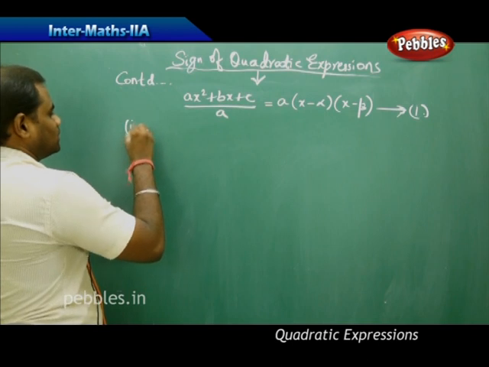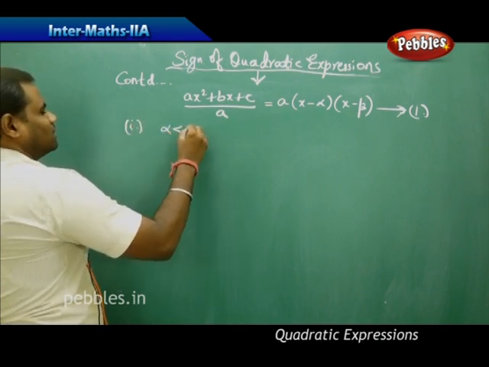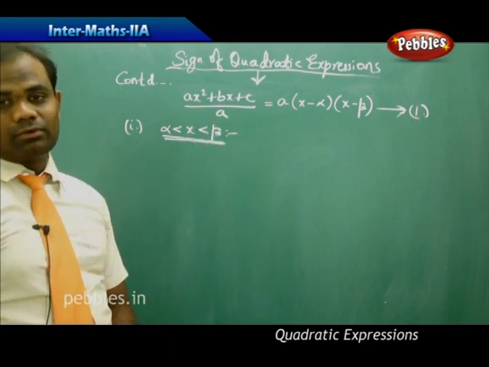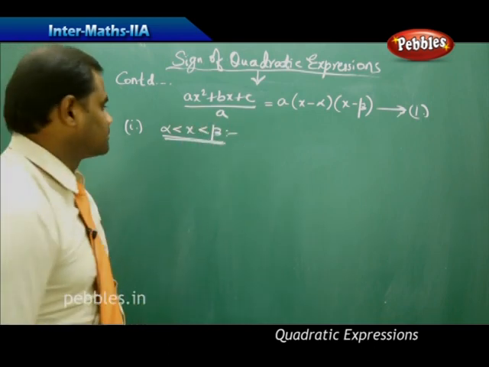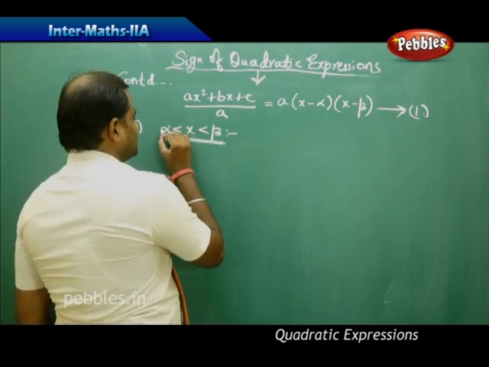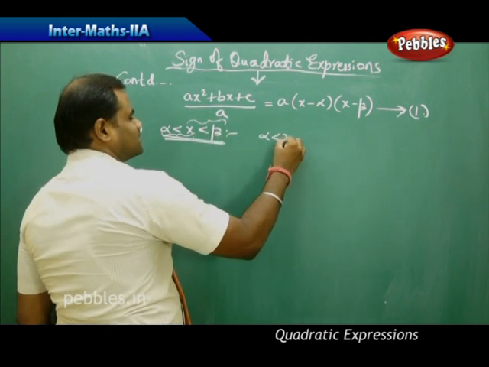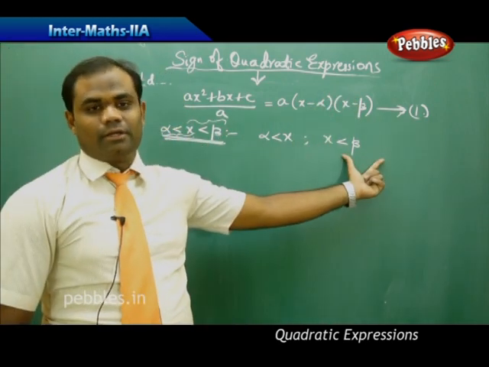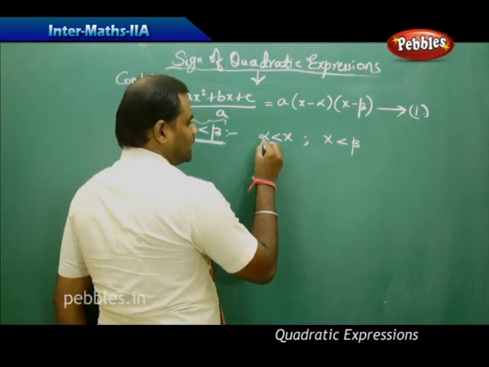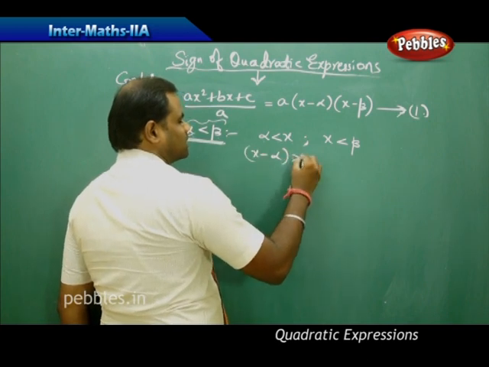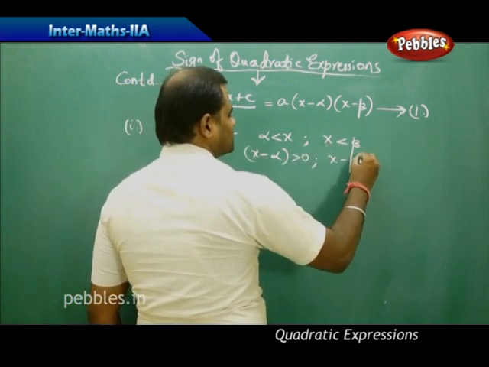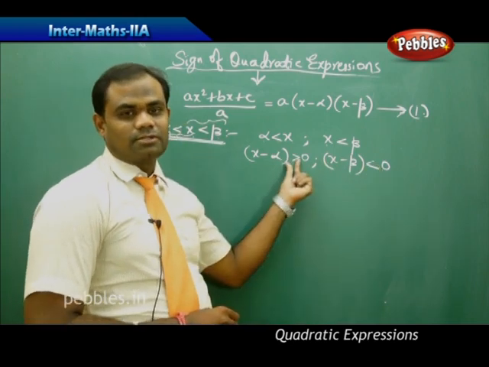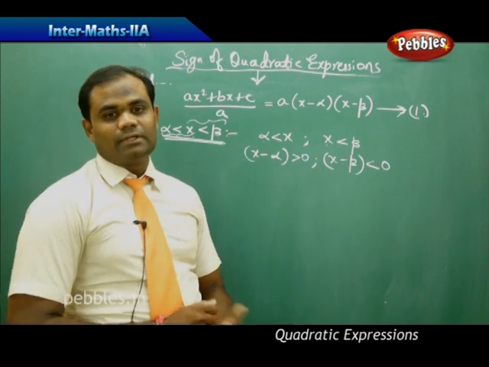So initially, to start with case 1, I have alpha less than x less than beta, that is, x lies between alpha and beta. So using this, let's see how we can prove this and this with opposite signs. Alpha less than x less than beta can be split as alpha is less than x and x is less than beta. Here, alpha less than x implies x minus alpha is greater than 0, and x less than beta implies x minus beta is less than 0. So this is positive and this is negative, and positive into negative is negative.